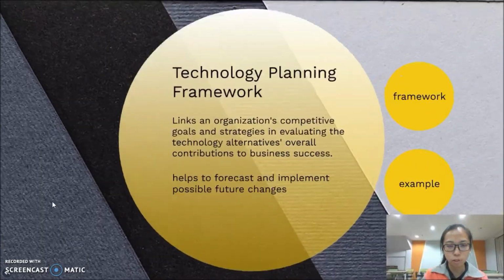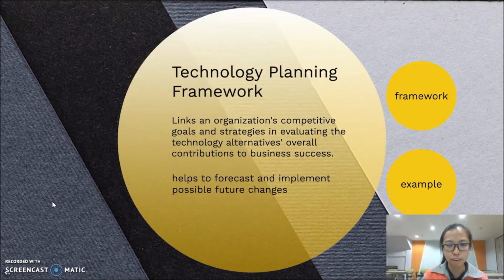Next, I will present the technology planning frameworks. Technology planning frameworks link an organization's competitive goals and strategies in evaluating the technology alternatives and their overall contributions to business success, and they help to focus and implement possible future changes.